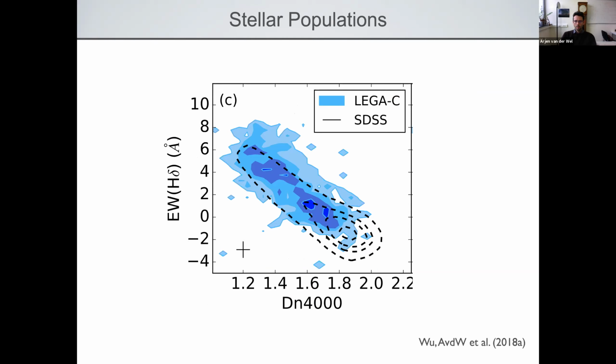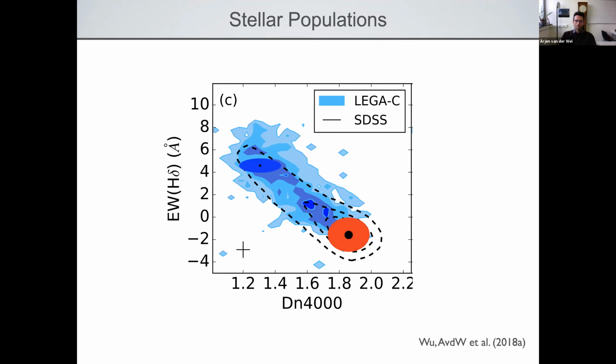So most galaxies are down here. So strong breaks, weak H delta, they're old. In LEGA-C, you see two peaks. There's an old peak and a young peak. And the old peak has shifted compared to the Sloan because even old galaxies are younger in redshift 1 than in redshift 0. And there's a much more prominent peak of young galaxies.